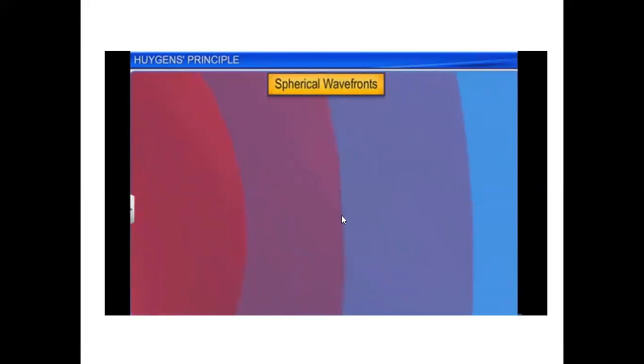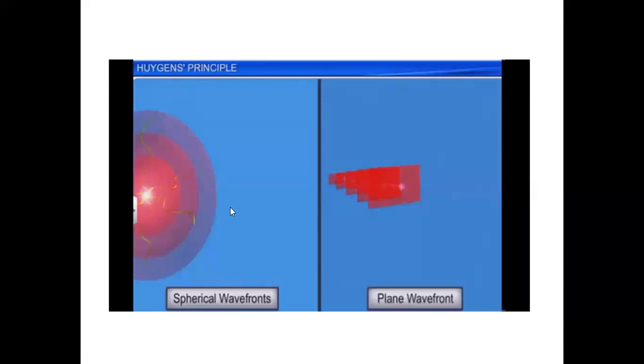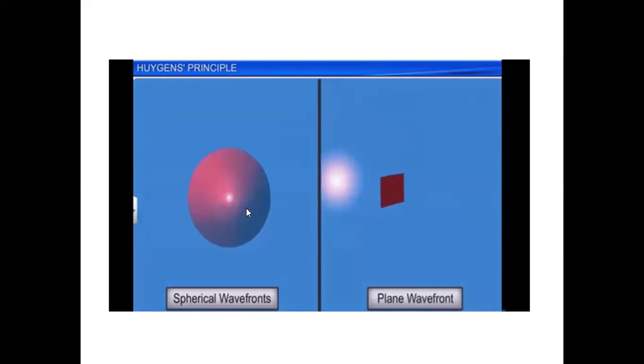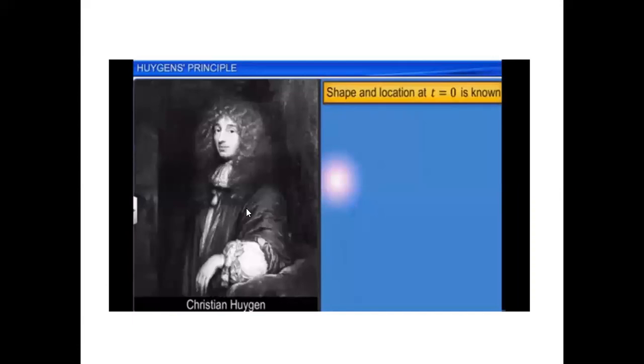So the sphere keeps on growing, and as it becomes larger and larger, at a particular point you will find that the wavefront is almost plane. That is what you call a plane wavefront. As the spherical wavefront grows larger and larger, at one particular point you can find that the surface is almost plane because the sphere is so large. So when the source is at infinity, the wavefront becomes almost plane. And this is what Christian Huygens said.